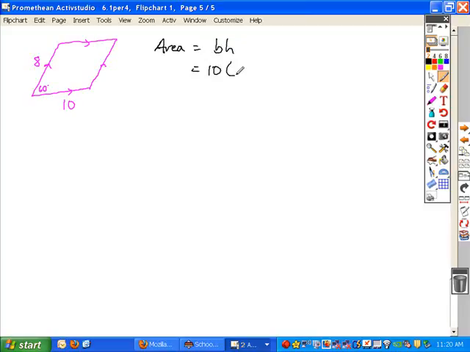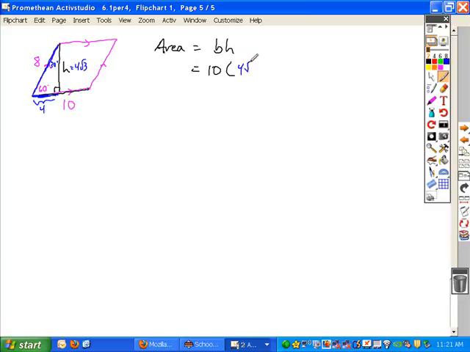So let's say 10 is your base. The corresponding height is this measure right here, right? Here's the height that corresponds to your base of 10. Well, when you draw in or sketch that height, what kind of a triangle is created right here? 30, 60, 90. So if the hypotenuse of this 30, 60, 90 is 8, what does that mean the side opposite the 30-degree angle is? Half of that, or 4, which means the height would then be 4 root 3.